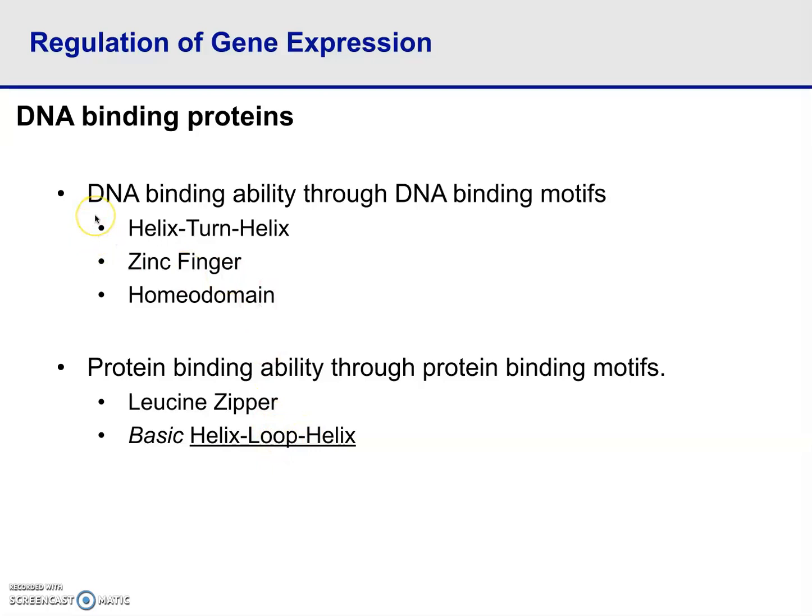DNA binding proteins in general have the ability to bind either only with DNA or with DNA and proteins. It has been observed that many of the DNA binding proteins have similar binding properties or binding surfaces. There have been three different DNA binding motifs observed: helix turn helix, zinc finger, and homeodomain. And there have been two major types of protein binding motifs that facilitate protein-protein interaction between the DNA binding proteins. These are the leucine zipper and the basic helix loop helix.